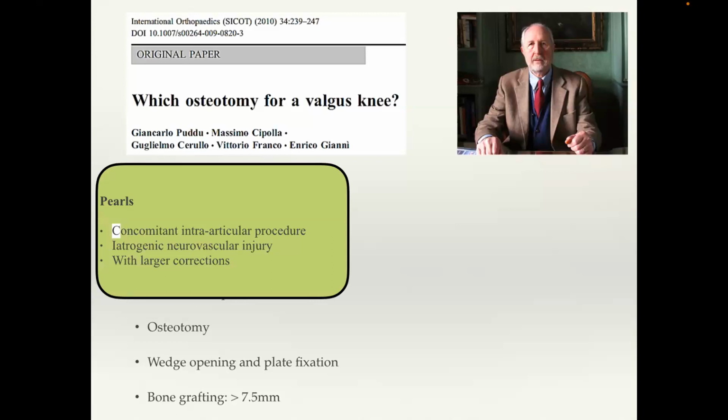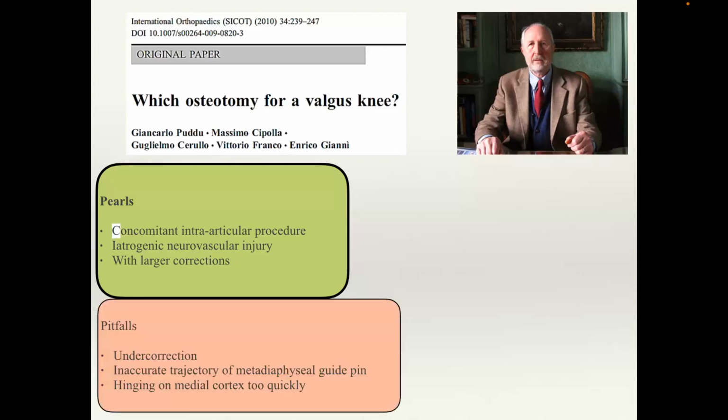What are the pearls in lateral distal femur osteotomy? When the operation is done in the setting of a concomitant intra-articular procedure, an extended lateral parapatellar approach is recommended. To minimize the risk of iatrogenic injury, the knee is flexed up to retractor placement when making the osteotomy cut with an oscillating saw. With larger correction, it is helpful to perforate the medial cortex with a drill bit to allow controlled opening.